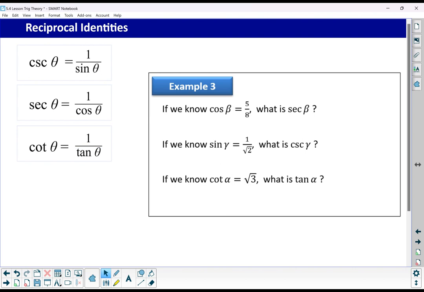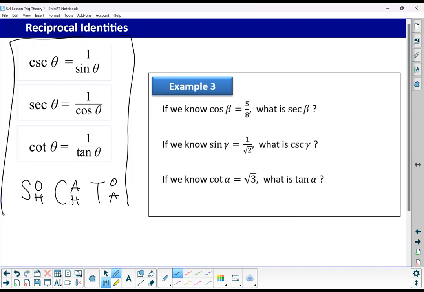On your test, the two things that I will give you are this little memory device, and these reciprocal identities. That is all information that you will have on your test. So in other words, if I know the cosecant of theta is 1 over sine, I know that it's hypotenuse over opposite because I know that it's the reciprocal of this one.